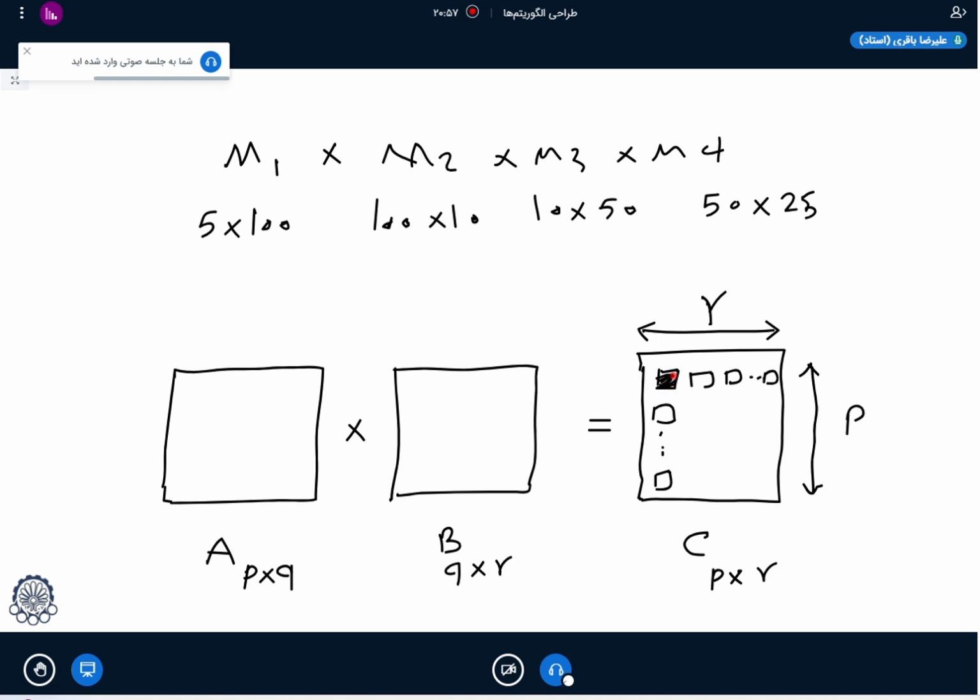Each item of matrix C is computed by multiplication of one row of matrix A and one column of matrix B. Then the number of columns of matrix A is Q, and the number of rows of matrix B is also Q. Each element in every row of matrix A is multiplied by an element in a column of matrix B. So the number of multiplications for computing one item of matrix C is Q.